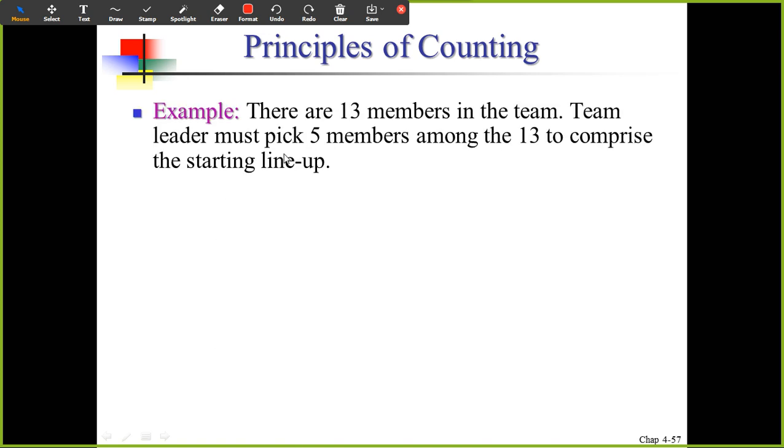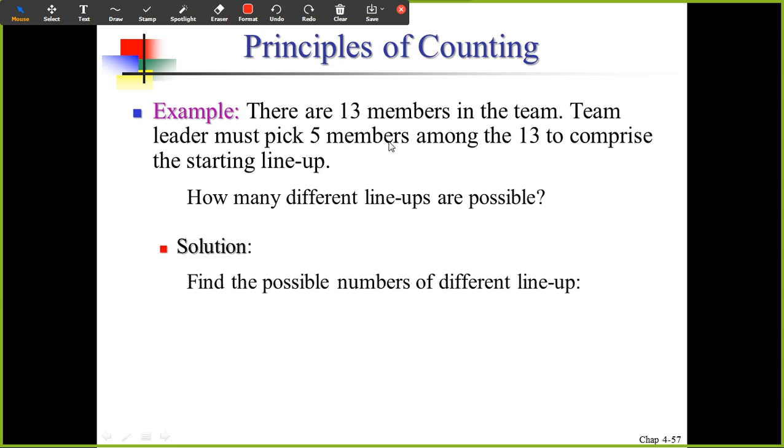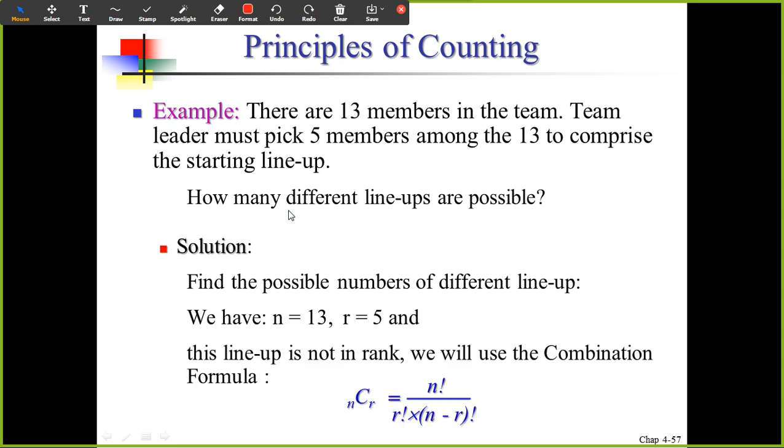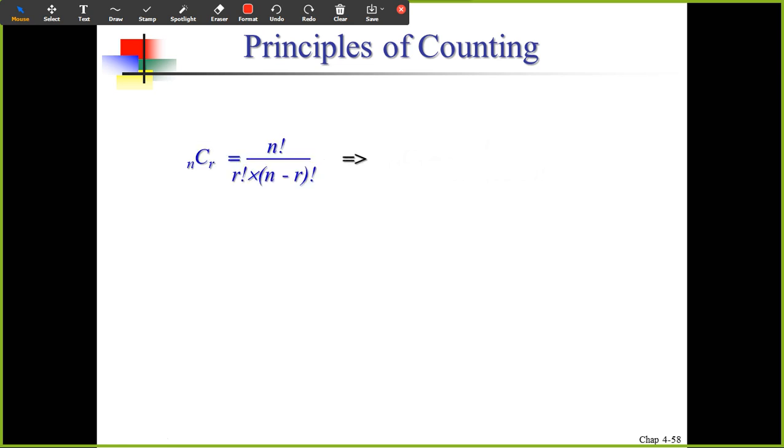Okay, for example, again, we have one team with 13 members. The team leader picks 5 members among 13 to comprise a lineup. But in this lineup, nothing is special. Why? Because we don't have an order. We don't have a rank in our lineup. So in this case, how many different lineups are possible? Because our selection is not subject to order or rank, we can use combination.